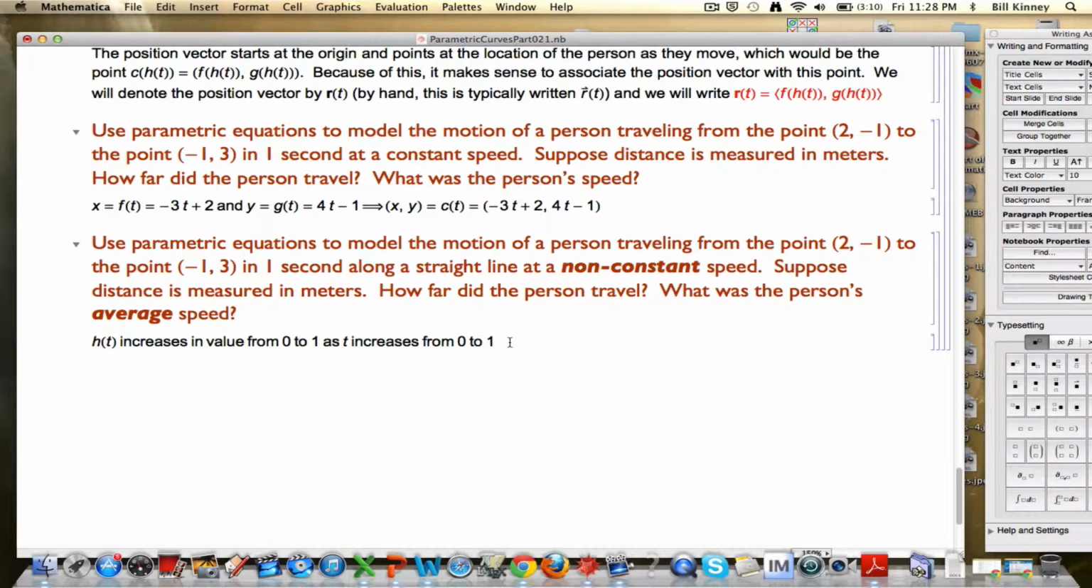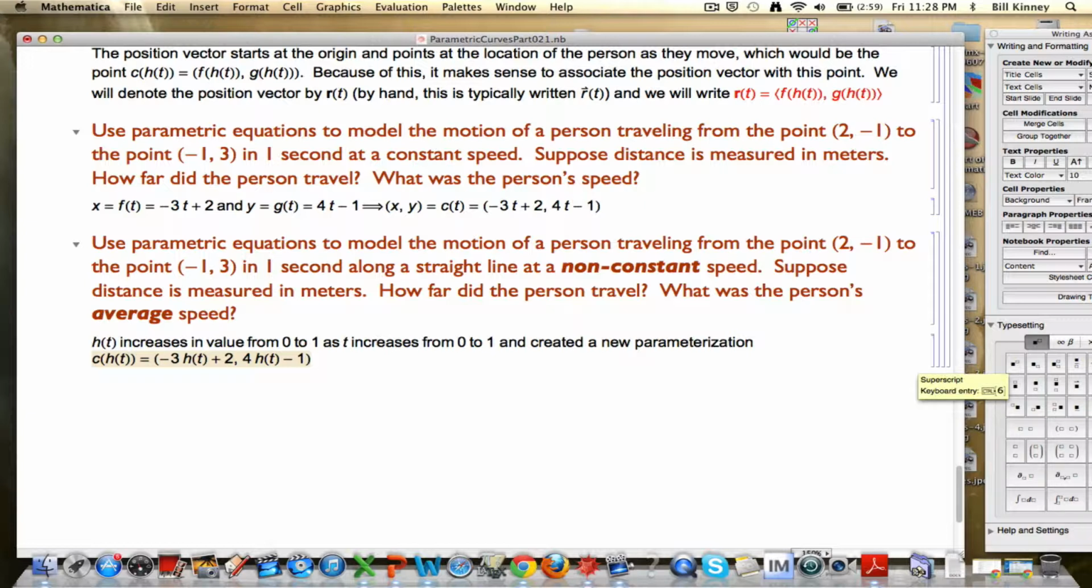And we created a new parametrization that we created from C and h by substituting h(t) into C, composition. If you figure out what that is for this example, it becomes -3 times h(t) plus 2, 4 times h(t) minus 1.